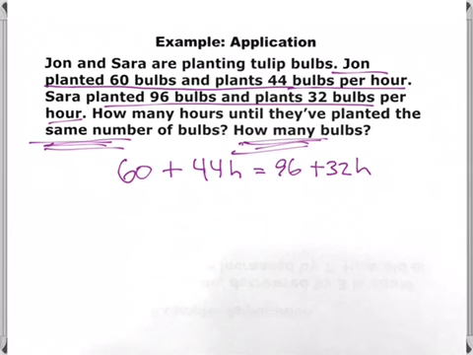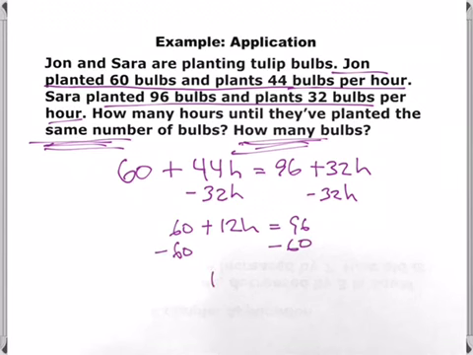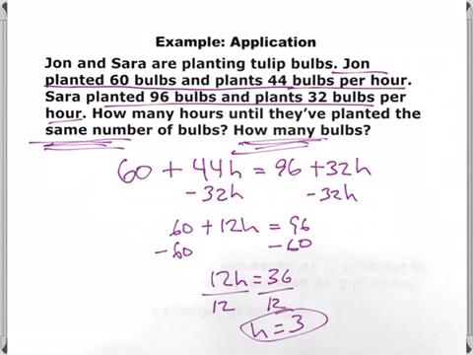And so now we have one large equation. So we can go ahead and solve this. We'll subtract 32h from both sides. Then we'll subtract 60 from both sides. And we get 12h equals 36. We'll divide by 12. And we get that after 3 hours, they will have planted the same amount.